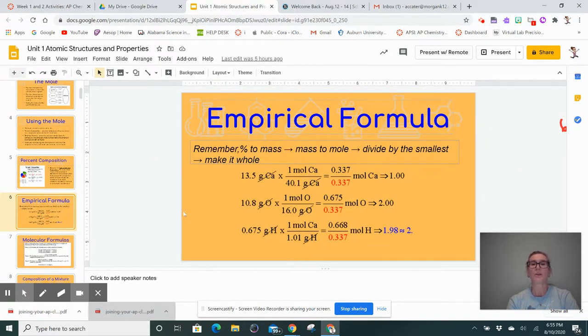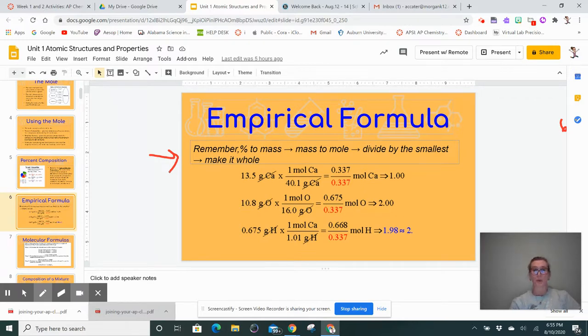Here are empirical formulas, and this is just how we determine the empirical formula, the smallest whole number ratio. First, we need the percent composition. What we're going to do is, remember, we are always going to go from percent to mass to mole, and then divide the smallest number of moles into all the other moles that are there.